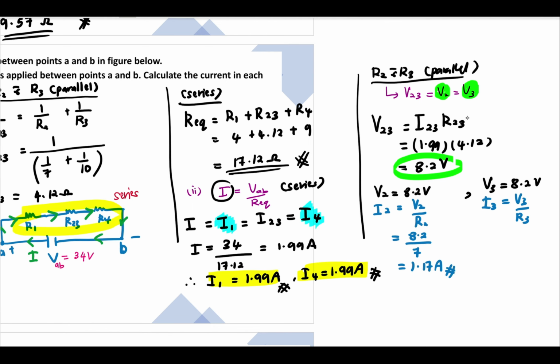And untuk I3 pun kita boleh kira. V3 adalah 8.2. R3 kita adalah 10. So I3 kita akan dapat 0.82 ampere. Okay. So finish example number 5. Okay, very easy, right? Okay. So we proceed to next example, the last one. Okay, example number 6.